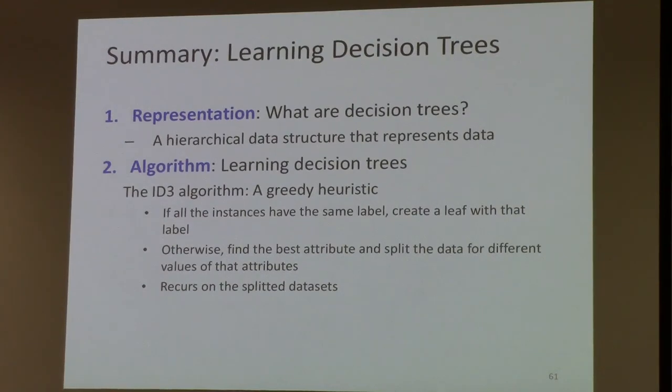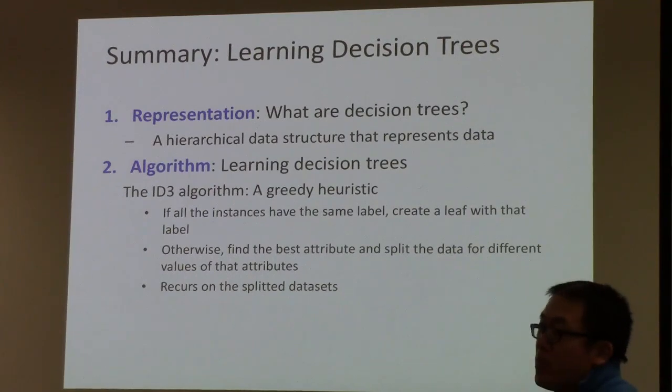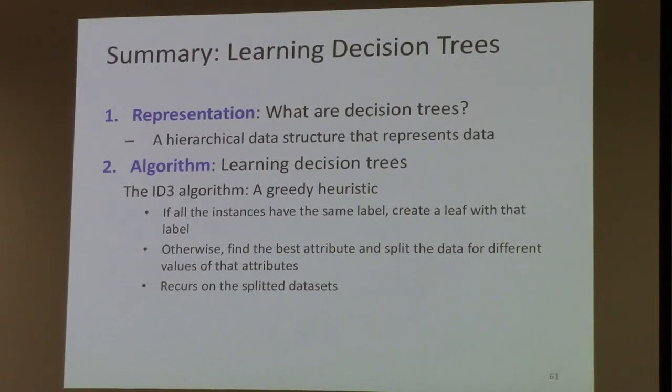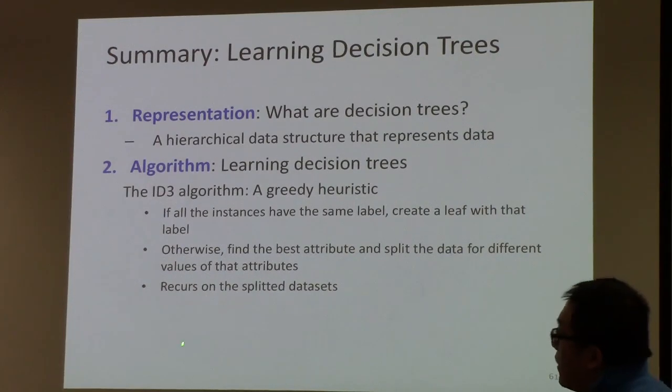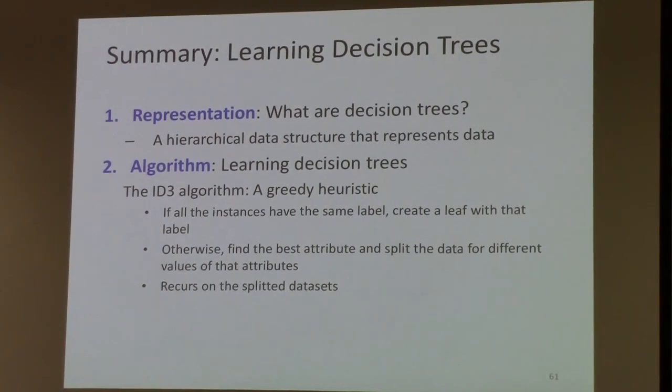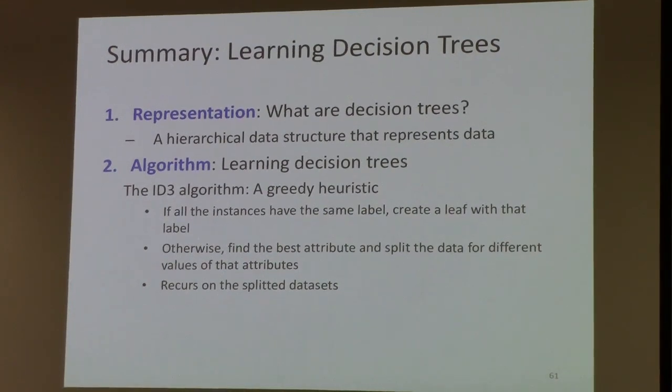Otherwise, if the instances have multiple labels, then we find the best attribute, say according to information gain, and use that best attribute to split the data for different values of that attribute. Then what's the third step? Recursion. We recursively run our ID3 algorithm on each split data set. Yeah, that's all I want to talk about. Those are the most important parts of decision trees and decision tree learning.